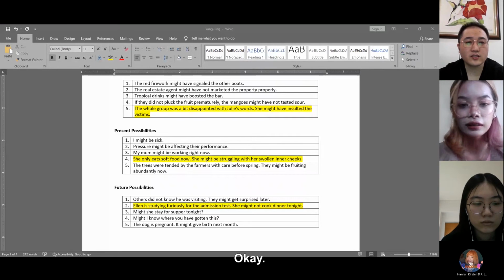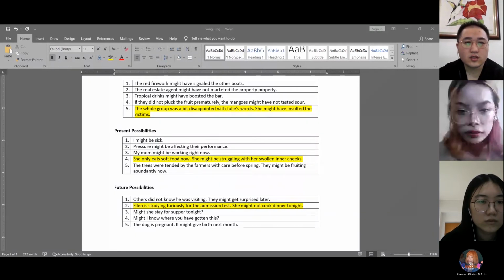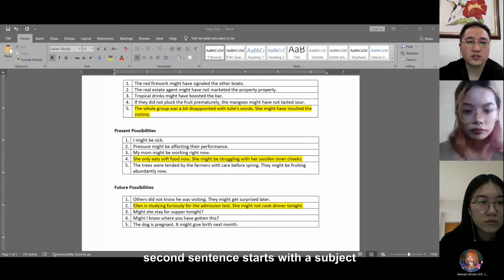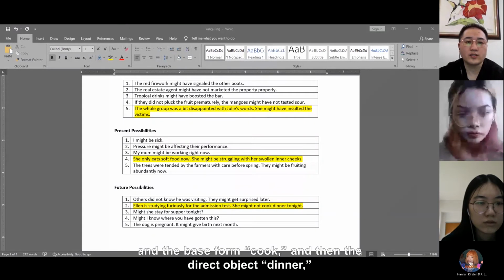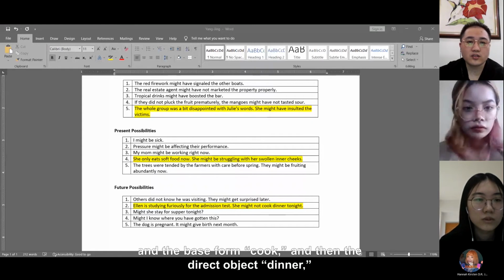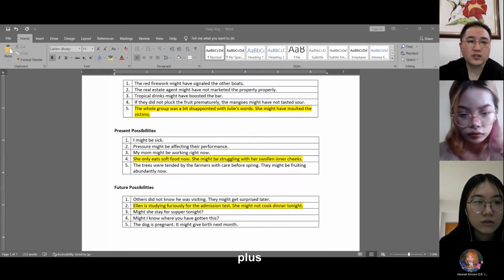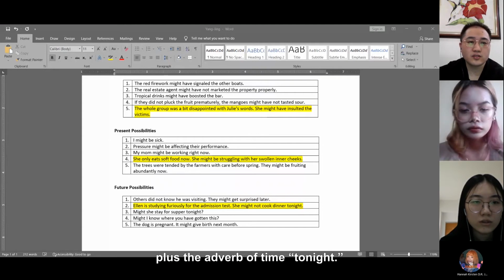Okay, then the second sentence starts with the subject she, followed by a modal verb, might, and then not, and the verb cook, and then the direct object dinner, plus the adverb of time, tonight.